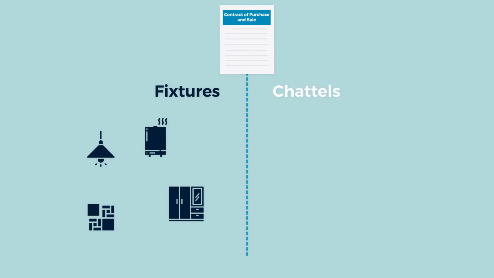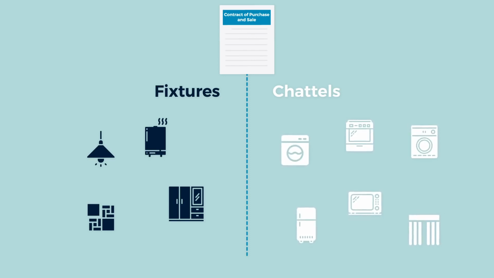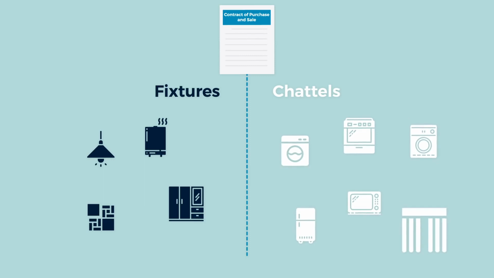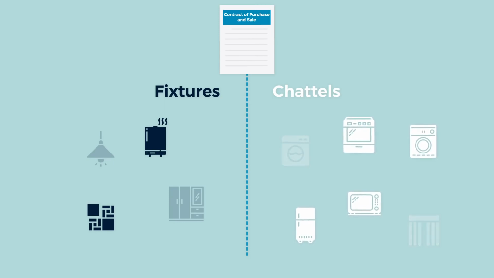Chattels are movable items of personal property and must specifically be listed in the offer if they are to be part of the sale of the home. For example, chattels may include fridges, stoves, microwaves, washers, dryers, or window coverings. The contract of purchase and sale should specify which of these items are included. If the buyer or the seller wants particular items to be included or excluded as part of the purchase and sale, it is important that they specifically list them in the contract.